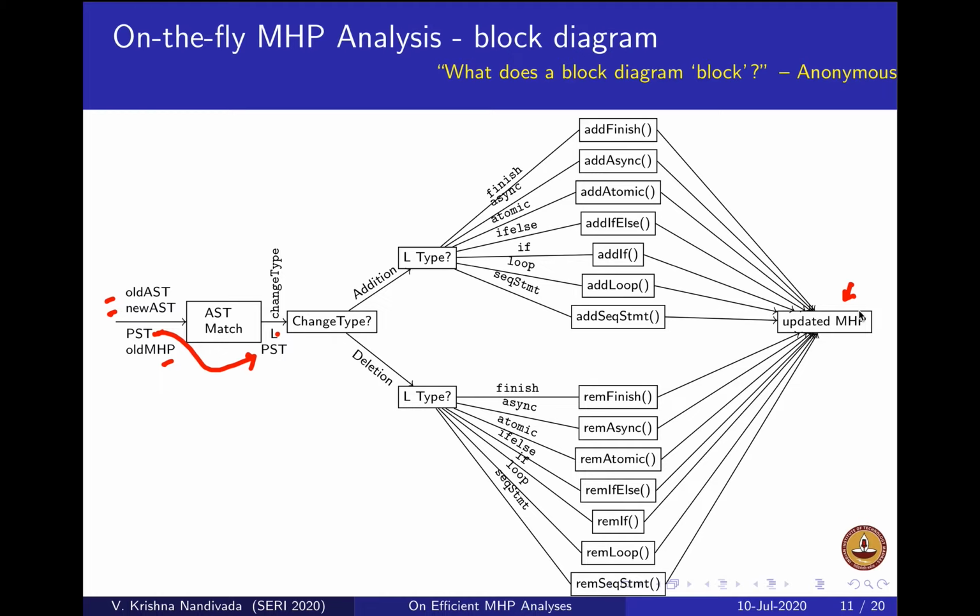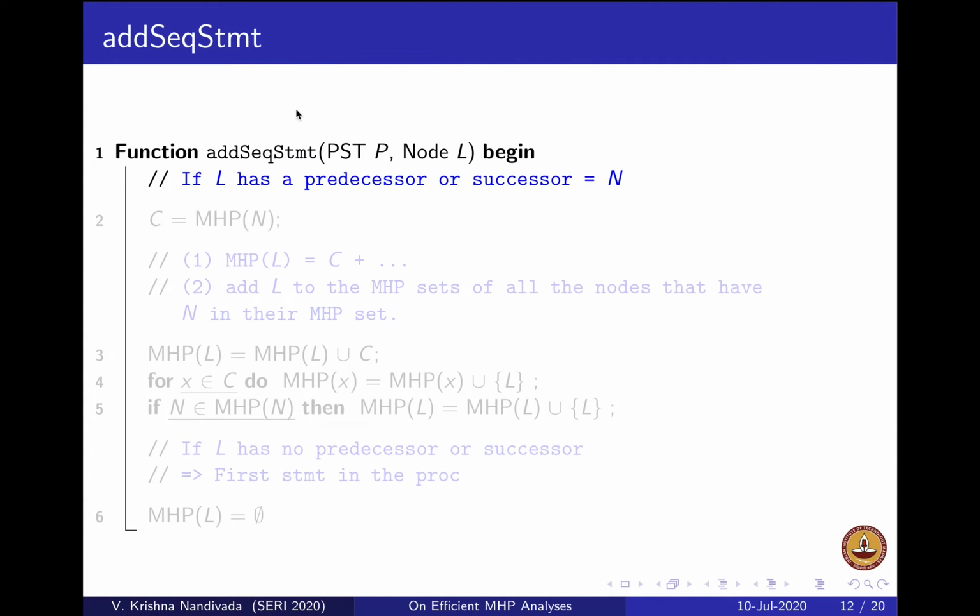We will look at two simple procedures. Well, one of them is simple, one of them isn't. To give you an idea, let us start. We will start with add sequence statement. That is, I already have a statement N. I want to add a new statement L, let's say before it. How do I compute the MHP information of L without computing the MHP information of the whole program?